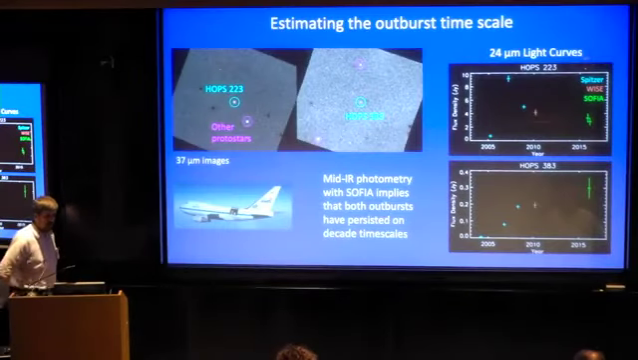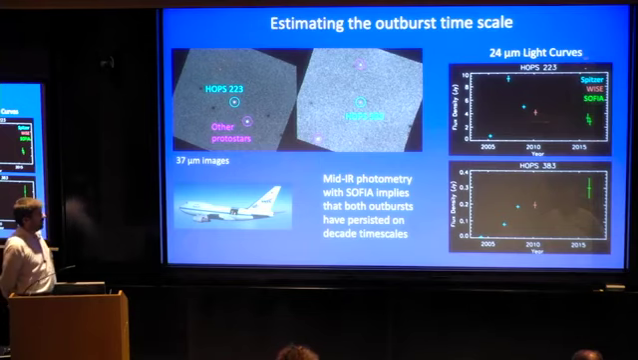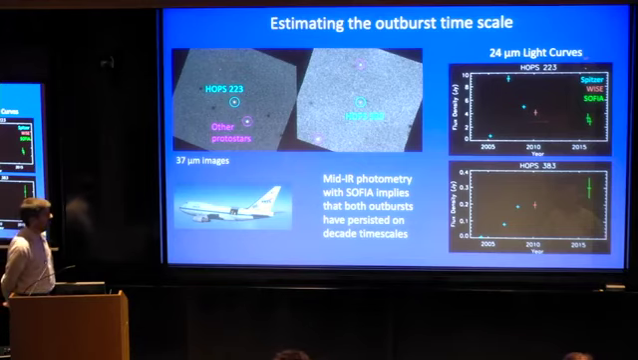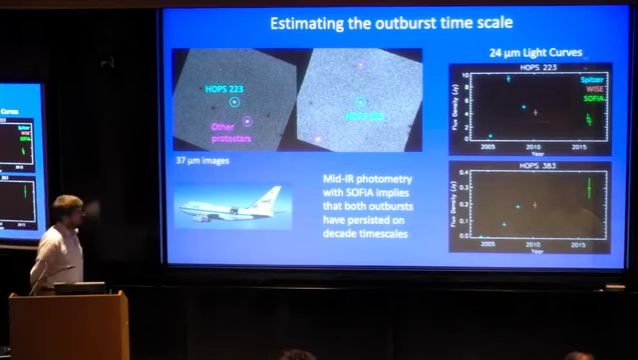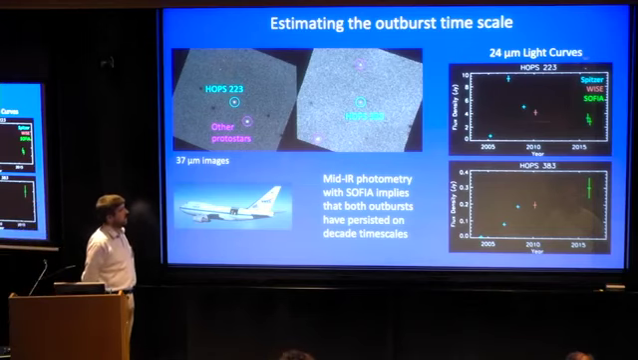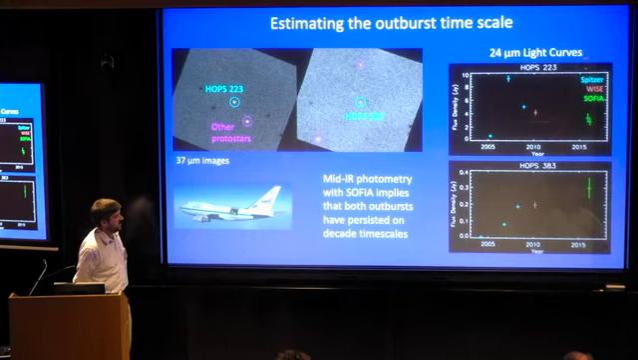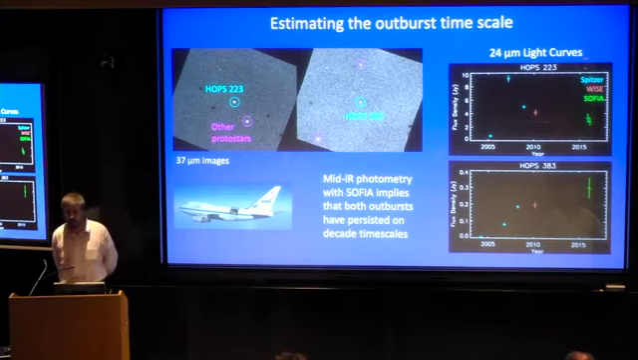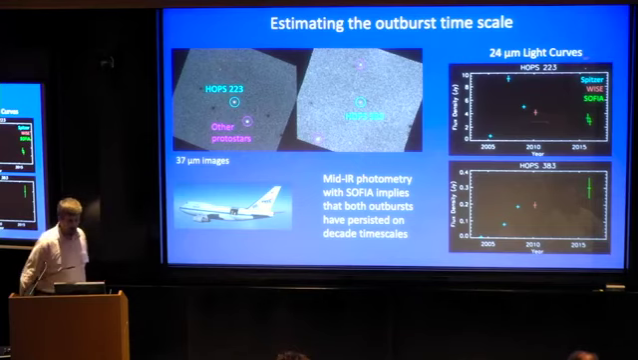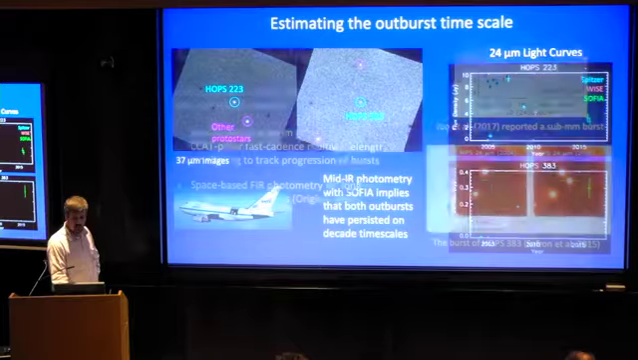We're also looking at the outburst timescale. SOFIA is a pretty convenient way to get not really time series photometry, but additional photometry while we're waiting for the next far IR mission. And we got mid-IR photometry of these objects with SOFIA in 2015, and they're consistent with the outbursts continuing a decade after they began, which helps us to pin down, again, how much mass is actually being accumulated in these.